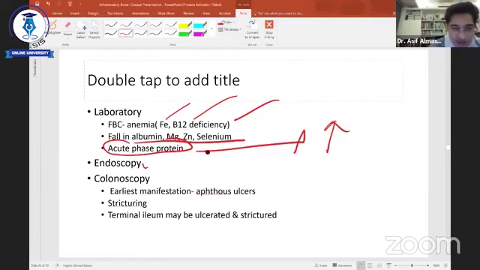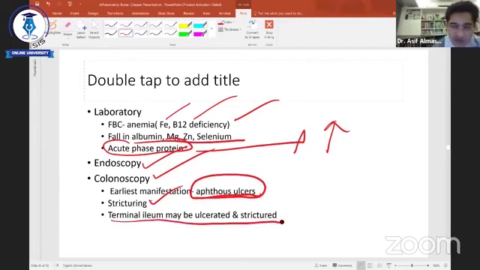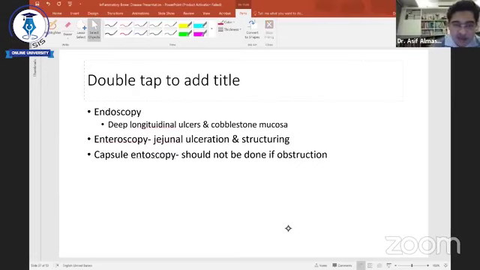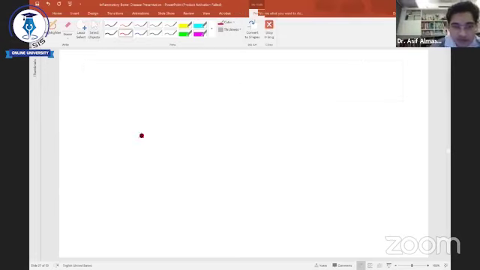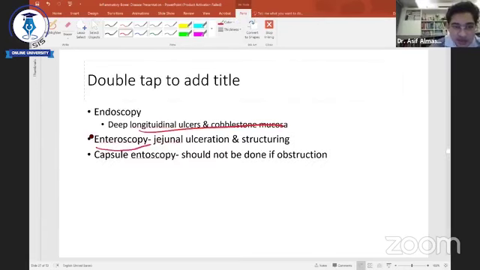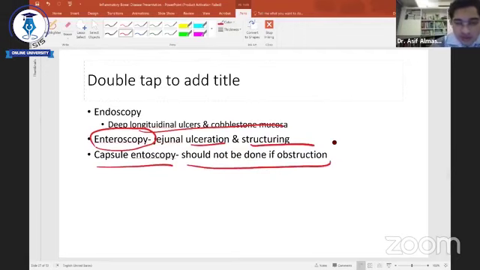Endoscopy, colonoscopy definitely is a very good investigation. In colonoscopy, you will get aphthoid or aphthous-like ulcers and stricturing; the terminal ileum you'll see ulcerated and strictured. Endoscopy, again, you'll see a few similar features of chronic inflammation. Enteroscopy is another very helpful investigation. There you again see ulceration and stricturing. Capsule enteroscopy: remember that if you think there is obstruction, don't do capsule enteroscopy.